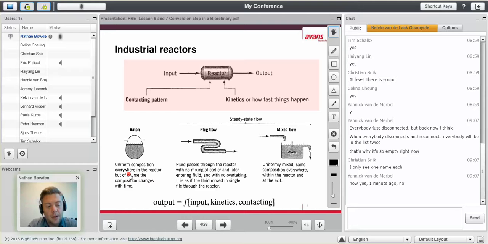Against that, the alternative to a batch reactor is a steady state flow reactor. So a steady state flow reactor could either be a plug flow, where you have just a pipe, basically. It doesn't have to be a pipe. Let me finish before I give you other examples.